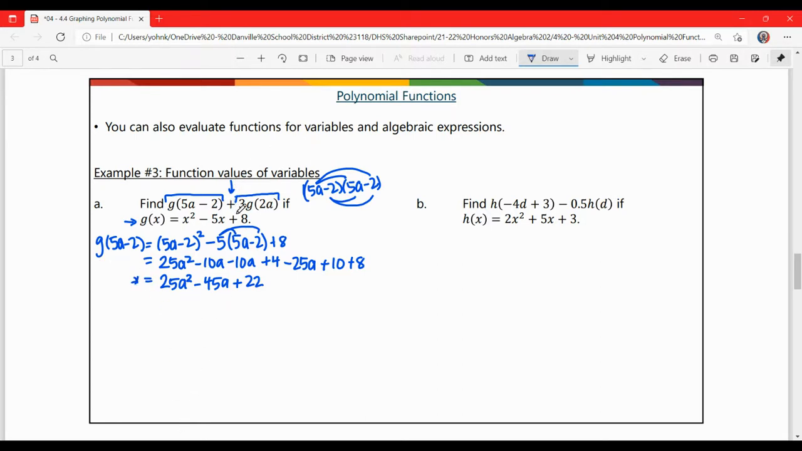Now I need to find the second half, which is 3 times g of 2a. That means my 3 is going to hang out until I figure out what g of 2a is, and then I'm going to multiply it. So g of 2a means go to the g of x function and replace the x with a 2a. Notice I put 2a in a parenthesis squared because I have to remember to square the 2 and the a. So then minus 5 times 2a plus 8.